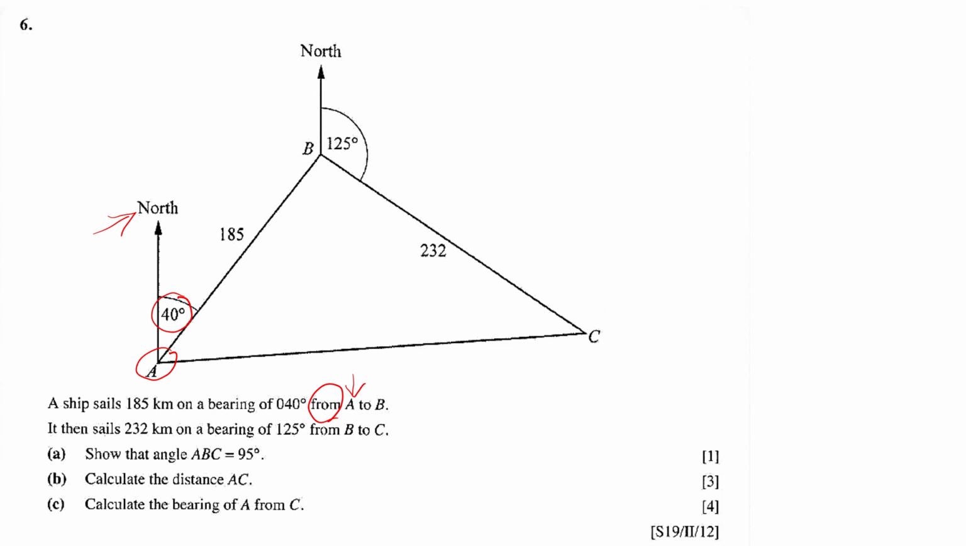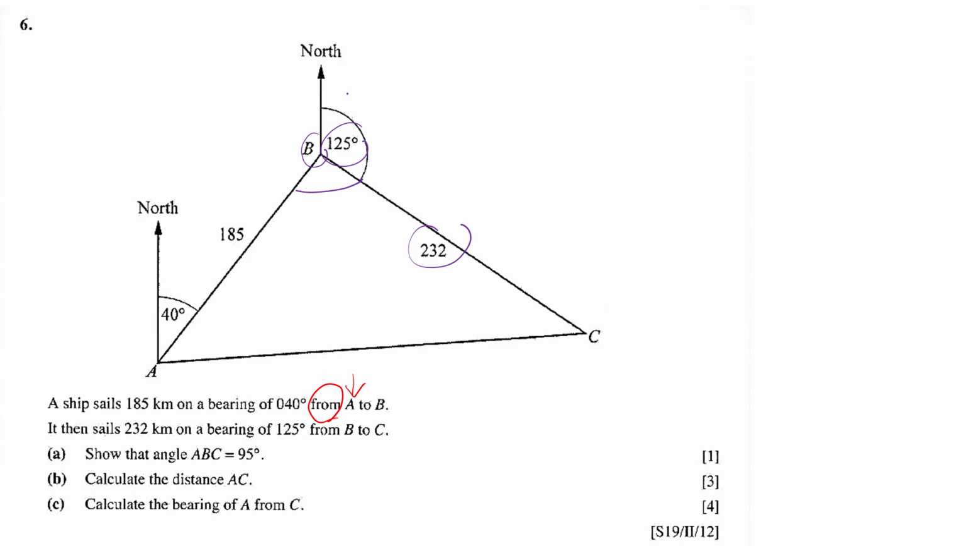And it then sails 232 kilometers on a bearing of 125 degrees from B to C. So for the bearing of C from B, you see that the north direction is drawn at point B. The angle is measured in a clockwise direction, 125 degrees, at a distance of 232. And we are asked to show that this particular angle ABC is 95 degrees.